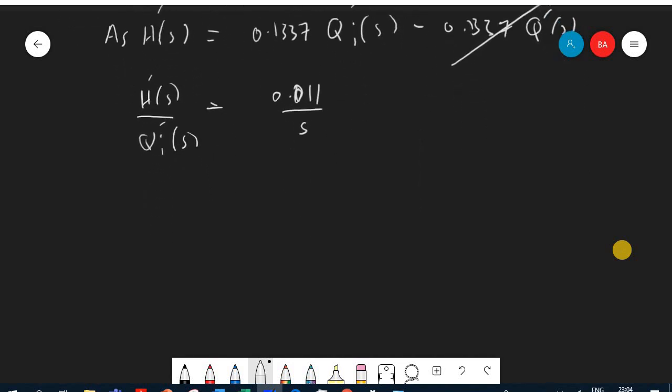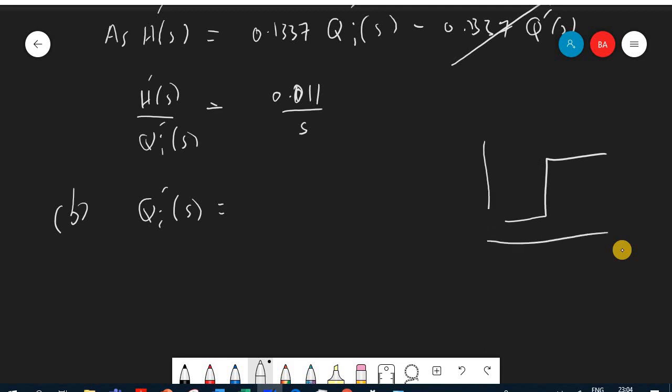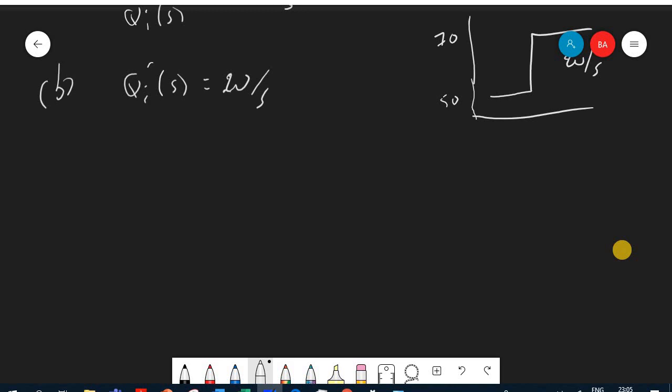So we obtained the two transfer functions. What we need to do now, it is saying that if we have a step input which was from 50 to 70, okay, so that was our system here. It was from 50 to 70, and that is like 20 over S, right? So this is like 20 over S, and doing the step input for our system here.